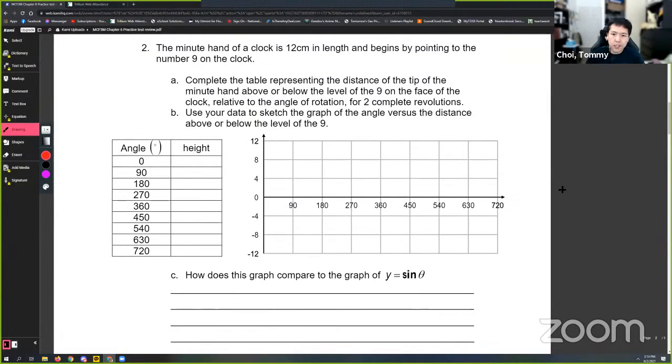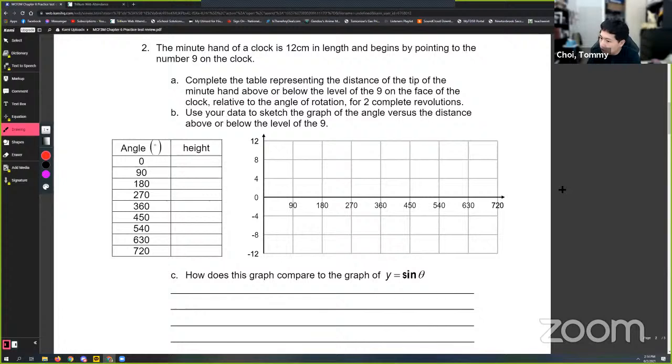The minute hand of a clock is 12 centimeters in length and begins by pointing to the number 9 on the clock. Okay. So complete the table representing the distance of the tip of the minute hand above or below the level of 9 on the face of the clock relative to the angle of rotation for 2 complete revolutions, which means 2 circles. Goes around twice. So use your data to sketch the graph of the angle versus the distance above or below the level of the 9. Okay. So it tells us that the minute hand is 12 centimeters in length.